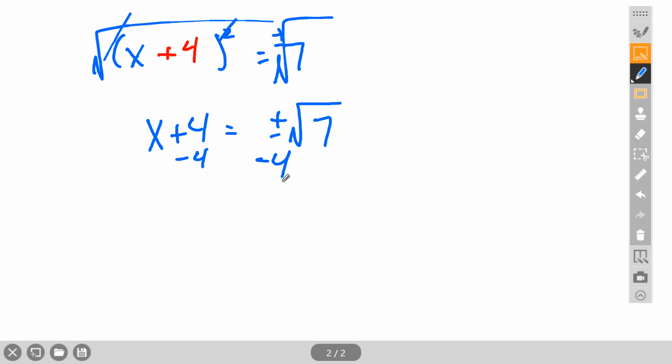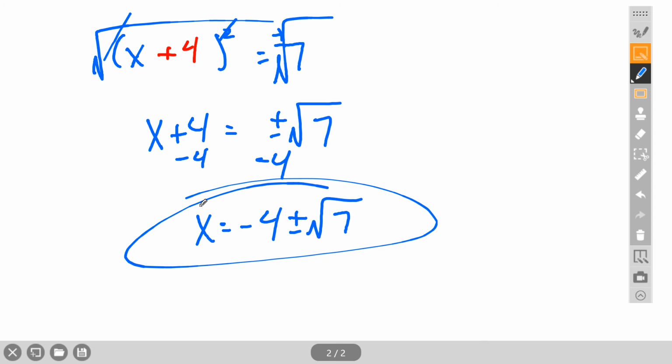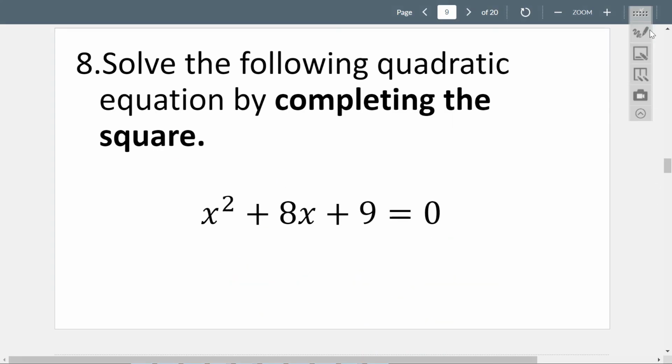And then we subtract 4, so -4 plus or minus the square root of 7. And that's my two solutions there. -4 plus the square root of 7 and -4 minus the square root of 7. And completing the square is pretty straightforward once you know the trick there.